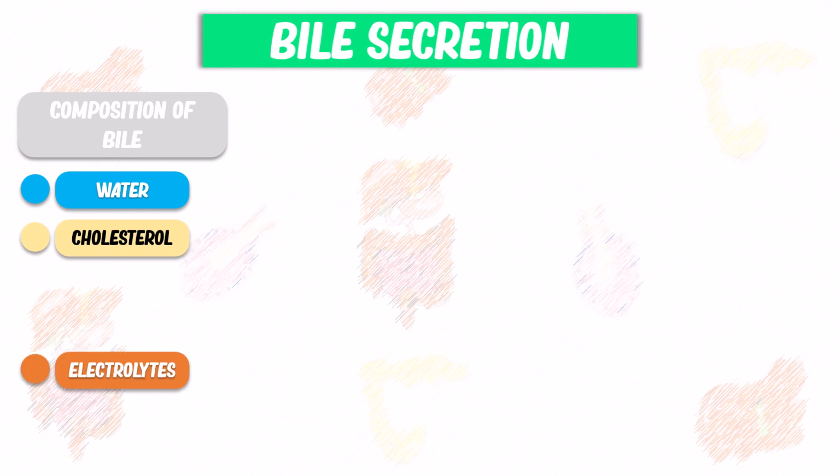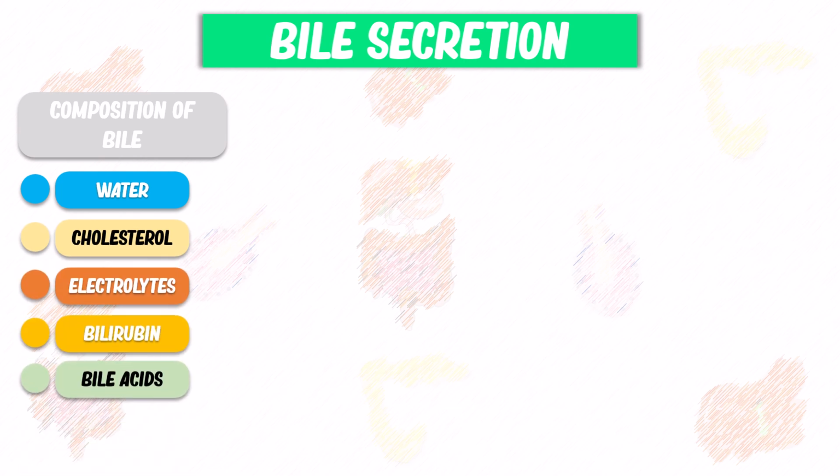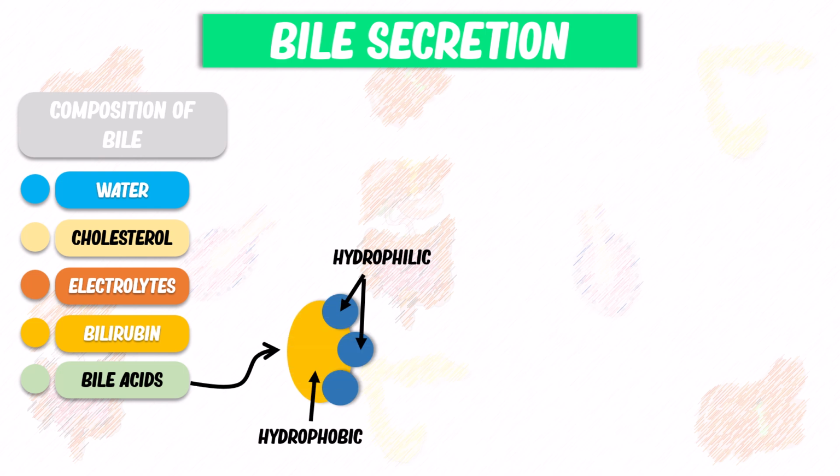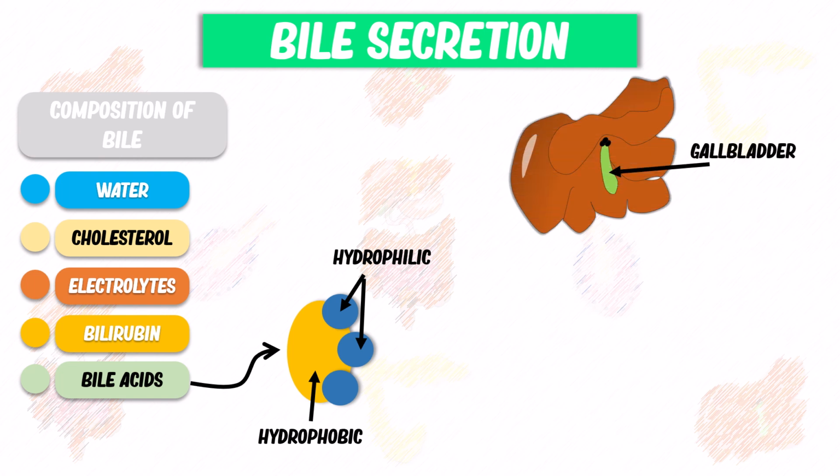Bile consists of water, cholesterol, electrolytes, bilirubin, and bile acids. One of the primary components of bile is bile acids, synthesized from cholesterol. These molecules possess both hydrophilic and hydrophobic portions, giving bile its detergent-like action, which aids in fat digestion by making lipids soluble in water. Hepatocytes synthesize and secrete bile into the bile canaliculi, which flow into bile ducts and are stored in the gallbladder.